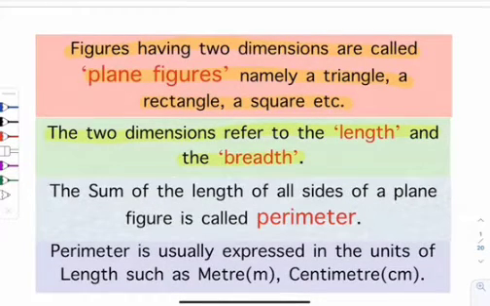Now, when we know what is a plane figure and what are the two dimensions that form a plane figure, then it is obviously necessary that we need to understand what is a perimeter. The sum of the length of all sides of a plane figure is called perimeter. Children, let me repeat. The sum of the length of all sides of a plane figure is called perimeter. Now, perimeter is usually expressed in the units of length. It could be meters or centimeters or yards or kilometers. Okay. Now, what do you actually understand by this? We'll try to understand it in detail with few examples.